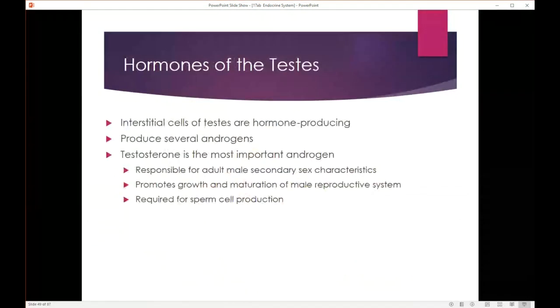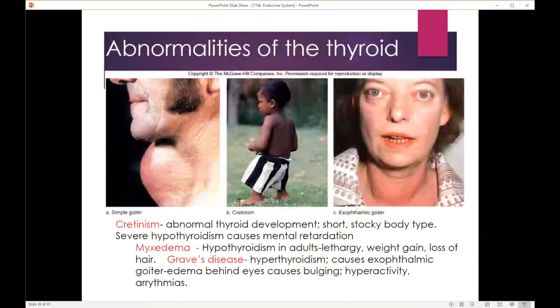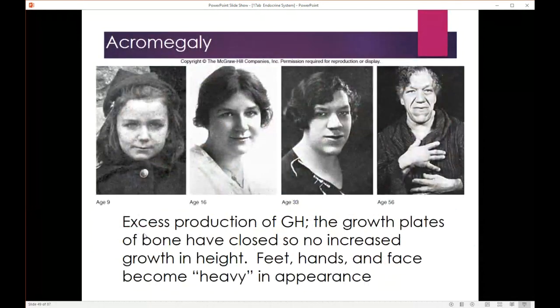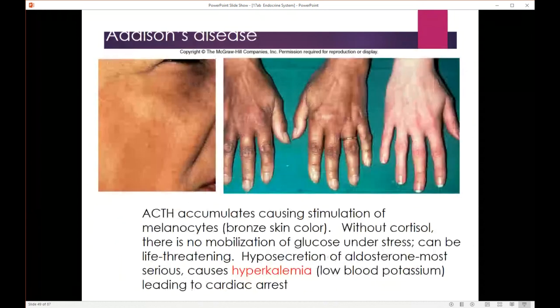All right. Our next disorder would be acromegaly. This is an excess production of growth hormone. The growth plates of the bone have closed, and since the growth plates in the bone have closed, we're not going to see an increase in height, but we do see an increase in the feet, the hands, and the face. They're going to become heavier in appearance with time.